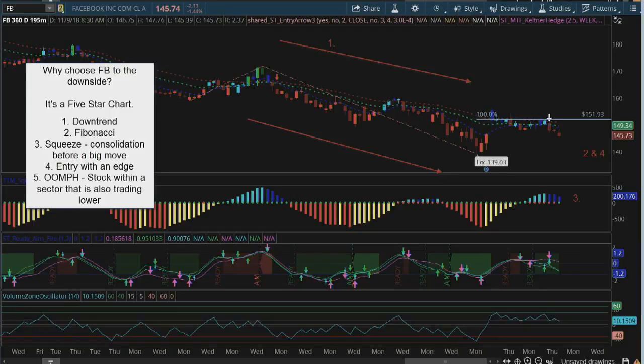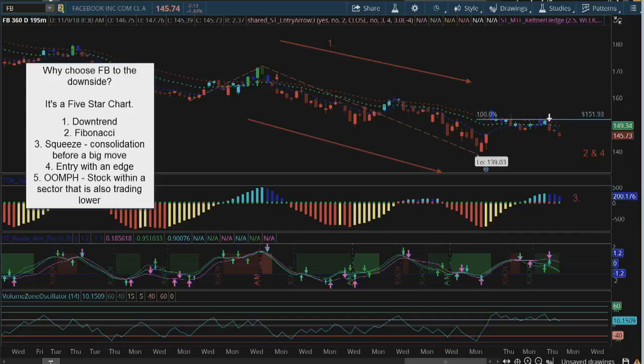Facebook. So this is another one of our trades from the trading room. Why choose Facebook to the downside? Well, we already identified the sector. Let's look at Facebook. Okay, great. How do we make money with it? Well, you have to identify the moment in time to get into it. Where is that moment in time? Well, there's a couple spots here. This spot right here with the squeeze.